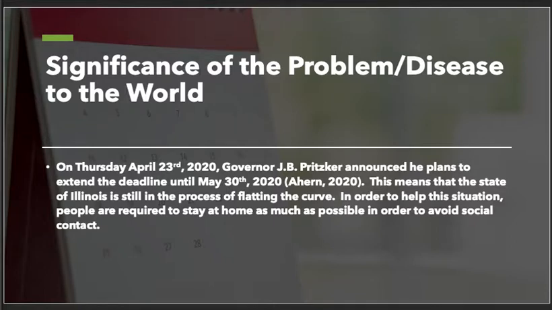On Thursday, April 23, 2020, Governor J.B. Pritzker announced that he plans to extend the stay-at-home deadline until May 30th, 2020. This means that the state of Illinois is still in the process of flattening the curve. In order to help this situation, people are required to stay at home as much as possible in order to avoid social contact. Some of the exceptions for this order include if an individual is an essential worker, such as healthcare workers or grocery store workers. Another exception is if people are simply going for a walk around the neighborhood. However, they still should be practicing social distancing.